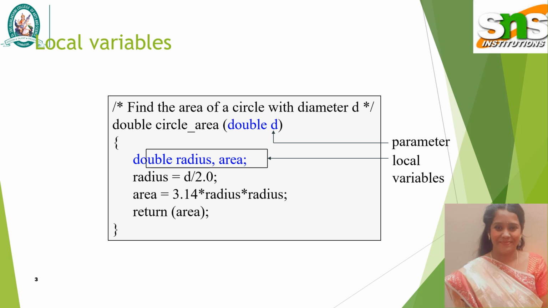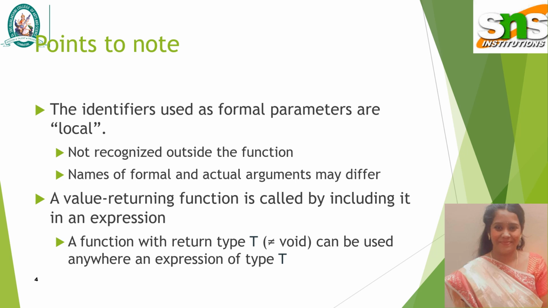The function used here is also of type double and it is using variables called radius and area. Radius is d by 2.0 and area is 3.14 into radius squared, and it also returns the value of the area. We have to keep in mind that the identifiers used for formal parameters and locals are also variables, but they are not recognized outside the function.